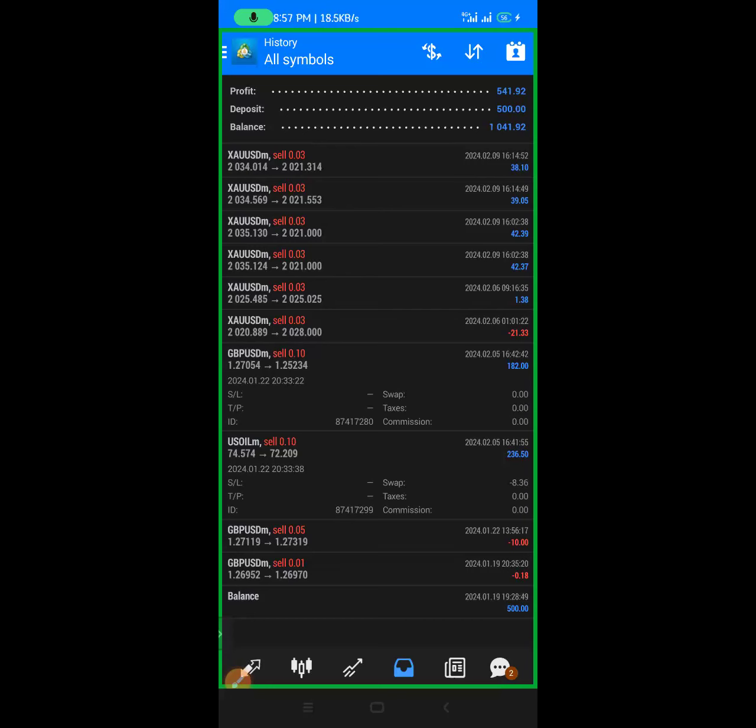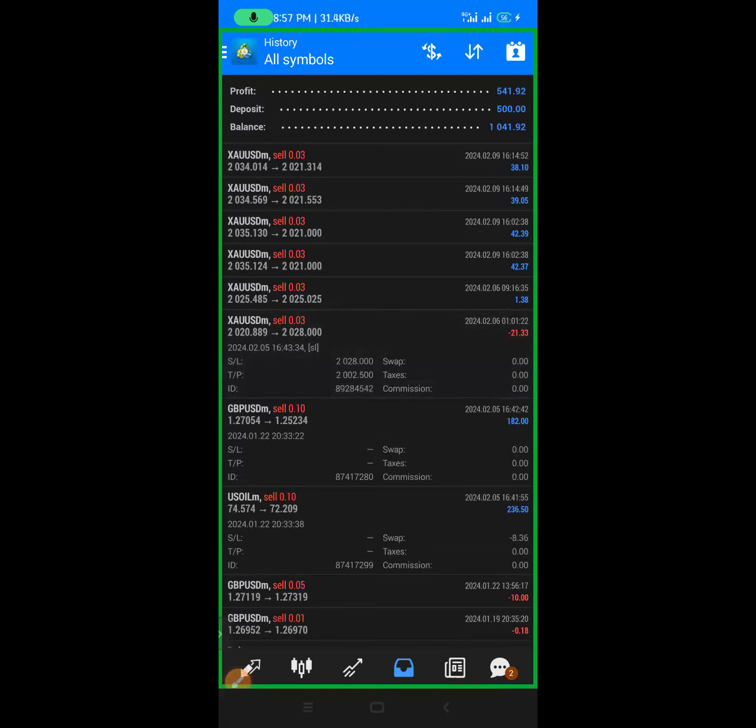Then the next trade I took was, what was the date? It was on the 5th of February. Yes, when we had another class. I took this trade and I hit a stop loss of what? 21. Now you can see the lot size I'm using.